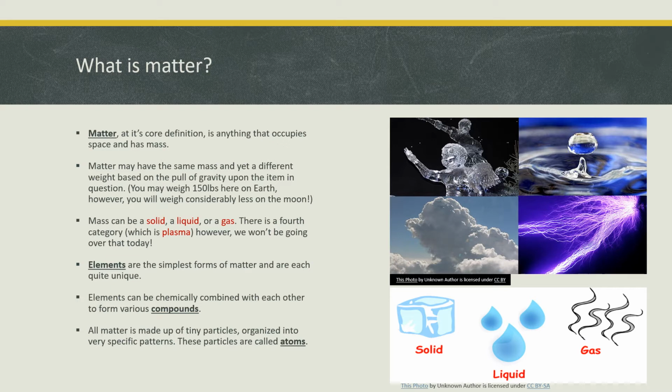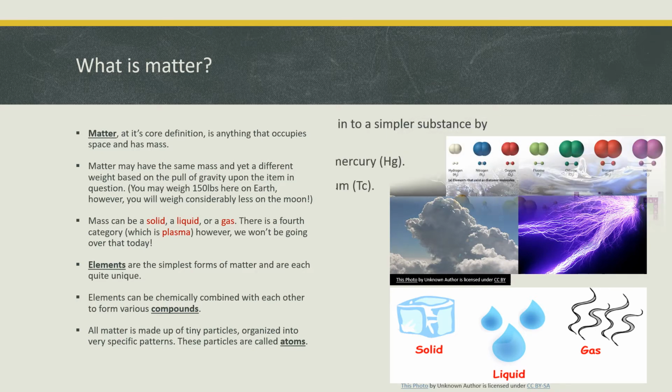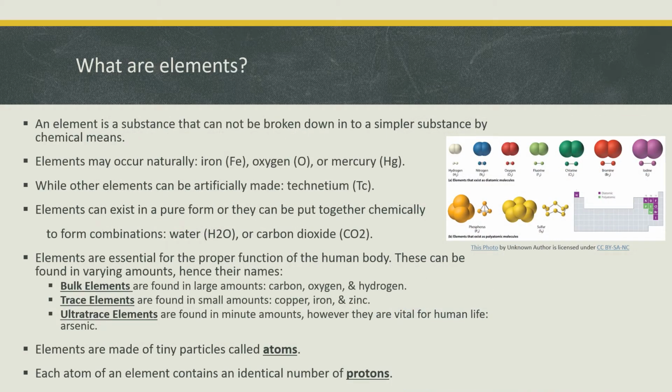Elements are the simplest form of matter, and each is quite unique. Elements can be chemically combined with each other to form various compounds. All matter is made up of tiny particles, organized into very specific patterns, and these particles are called atoms. An element is a substance that cannot be broken down into a simpler substance by chemical means.